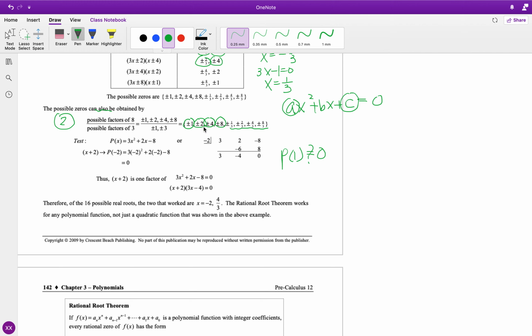Okay, so you try 2. 2, 2, 4. 4, 3, 12. And then there's a 4. 12 plus 4 is 16. 16 minus 8 is 8, still not 0. Okay, well then you try negative 2.